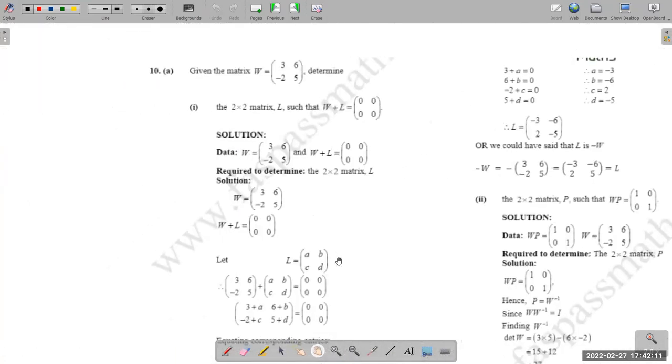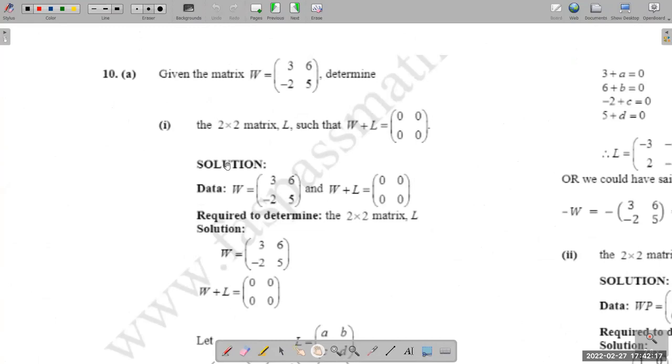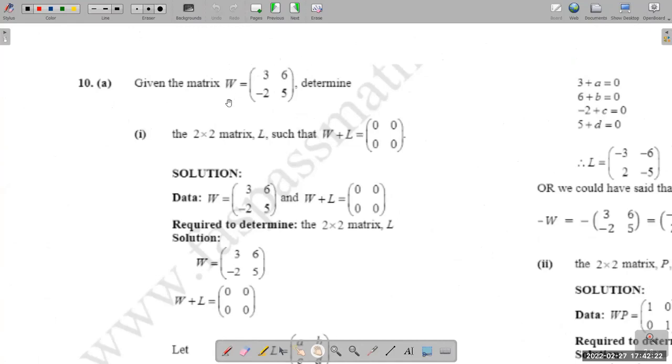So let's see what this question asks us for. So there we go. Just a couple blanks. Okay, no problem. And we could fix those blanks easily. All right, so given matrix W, so we have a matrix W, 3, 6, negative 2, 5. Something you need to realize, it's a 2 by 2 matrix. All right, so it says here, determine the 2 by 2 matrix L such that W plus L is equal to 0. So that means I have to add something to W to give me all 0 values for every position. You could use 2 concepts here, guys.